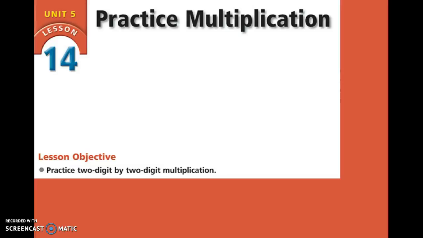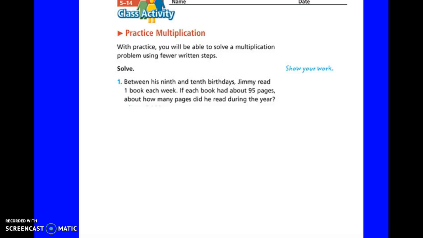This is Mrs. Nasland, and today we'll be looking at Unit 5, Lesson 14, Practice Multiplication. Our learning target today is I can practice two-digit by two-digit multiplication. We're going to spend most of our time working on some word problems just to practice our multiplication. Then at the end I'm going to show you yet another method for double-digit multiplication. Totally optional to try, but it's called the lattice method.